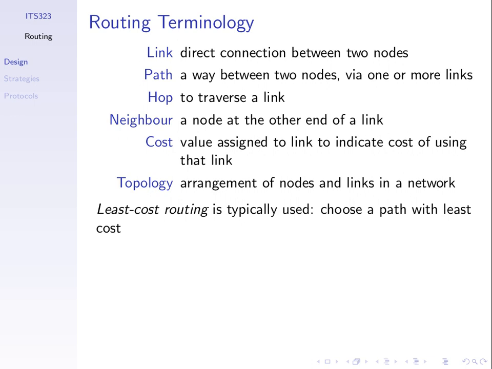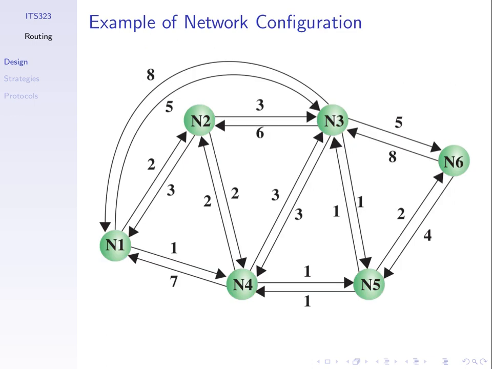And a topology, when we talk about a network topology, it's the arrangement of those nodes and links. This is one network topology. If I removed this link here, that would be a different network topology. If I added another node and some links, that's a different network topology. It's the arrangement of links and nodes.